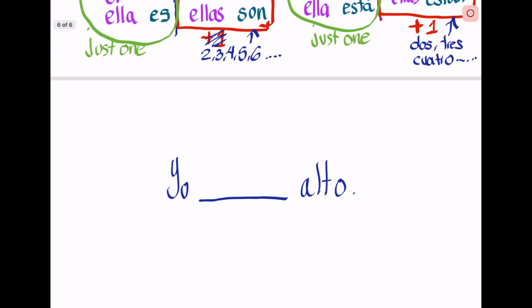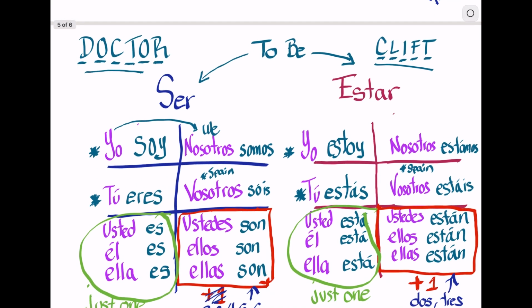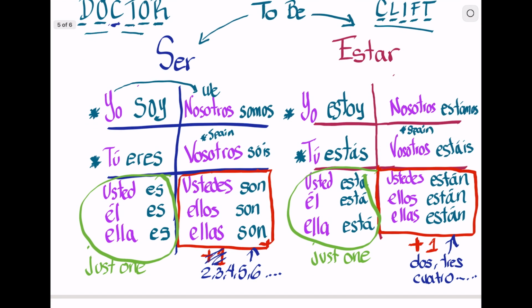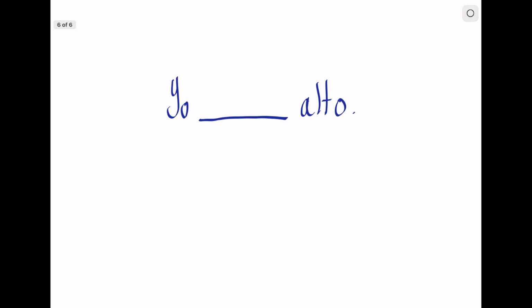Yo... alto. You remember, alto means tall. First, you have to say yo. Okay, I have two choices, soy or estoy. Which one should I use? Alto is a characteristic. So, DOCTOR. I should be using doctor, so it would be soy or estoy. Okay, very, very good. Soy. Yo soy alto. Let's see another example.